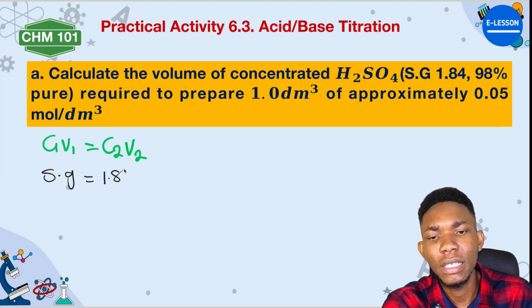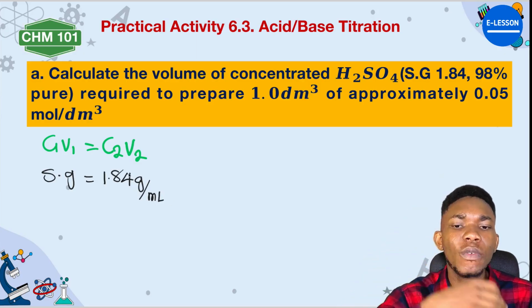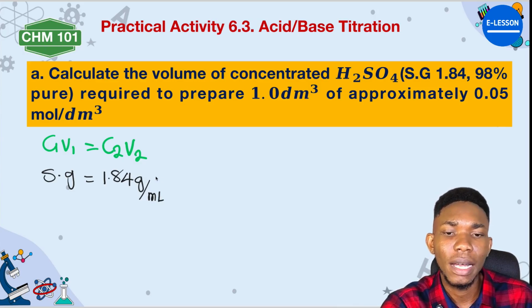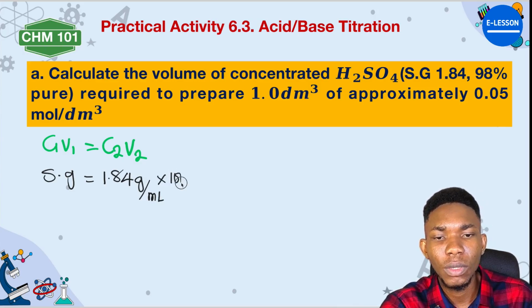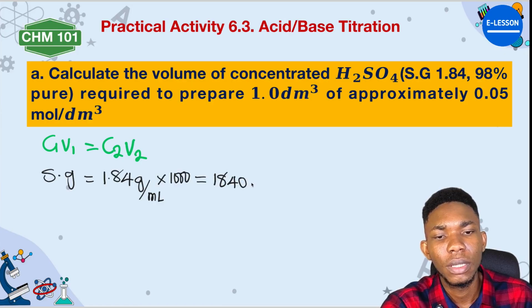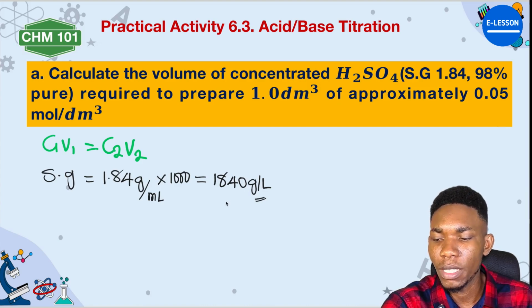Specific gravity is more like density. This 1.84 means 1.84 gram per milliliter. Is that okay? So we want to convert this gram per milliliter to gram per liter. To convert to gram per liter, you multiply by 1000, which will give us 1840 gram per liter. All right? So that is that for the specific gravity.